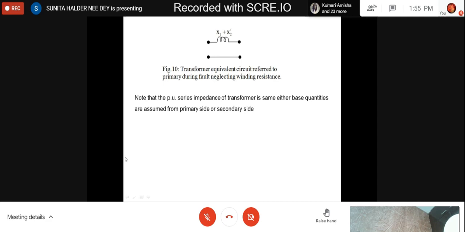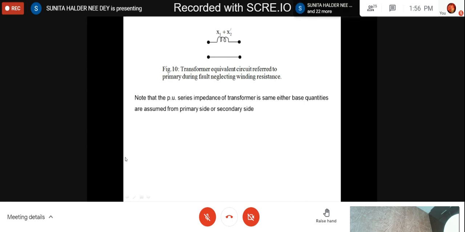Why do we generally neglect the resistance part in fault calculation? If you check the resistance of any device, transformer or alternator, with respect to its reactance, the reactance is more or less 5 to 10 times the resistance. So if we neglect the resistance, that will not affect the impedance so much, because the value of impedance is dominated by the value of reactance.